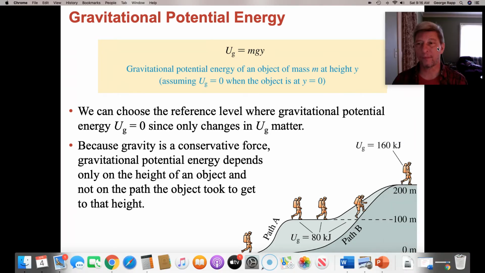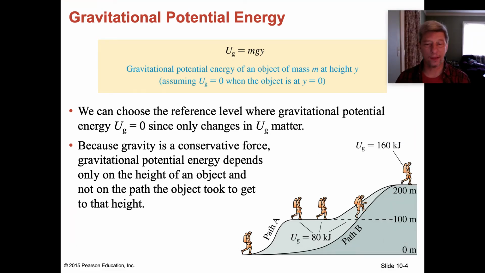So if we look at the hiker here, if the hiker chooses to walk up path A, he goes up to this point, and then again up to the next point, assuming that he has 0 gravitational potential energy here, then at a height of 100 meters, he's going to have 80 kilojoules of gravitational potential energy. Then at 200 meters, he's going to have 160 kilojoules of gravitational potential energy.